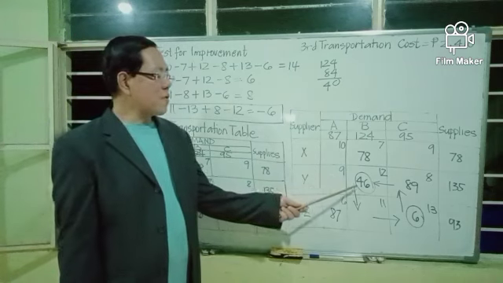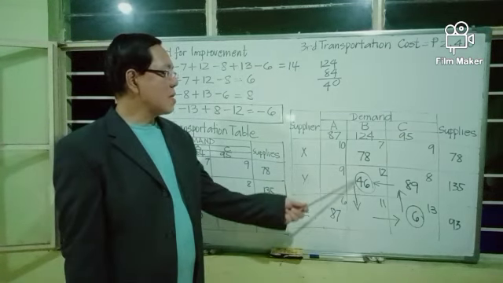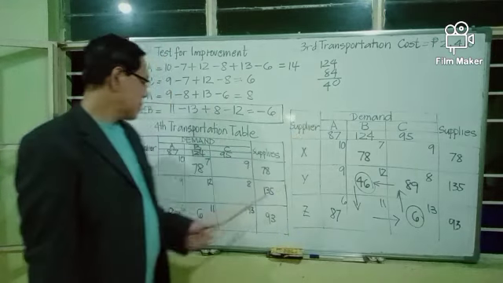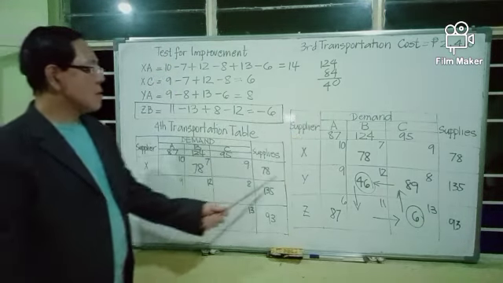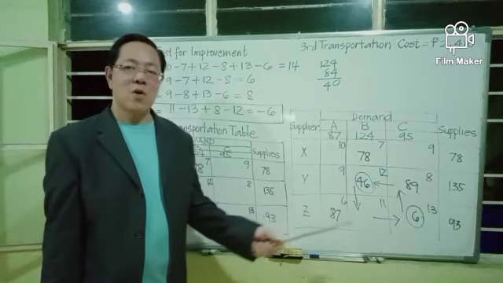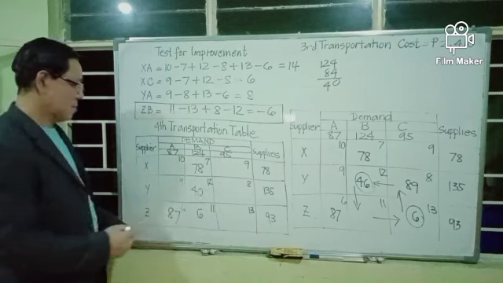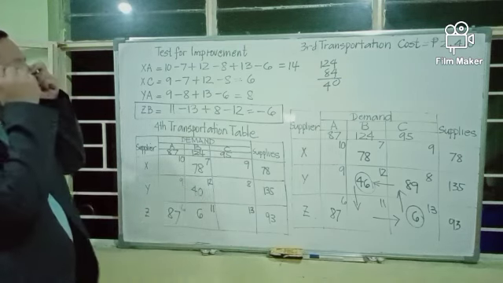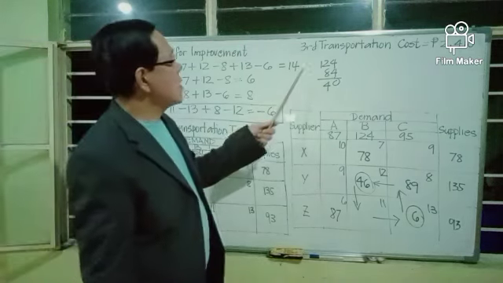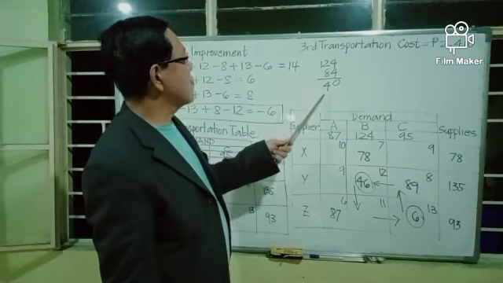The number of units to replace 46 in the cell XB is 40. So we write YB is 40. Is this correct? 12 minus 8 is 40.